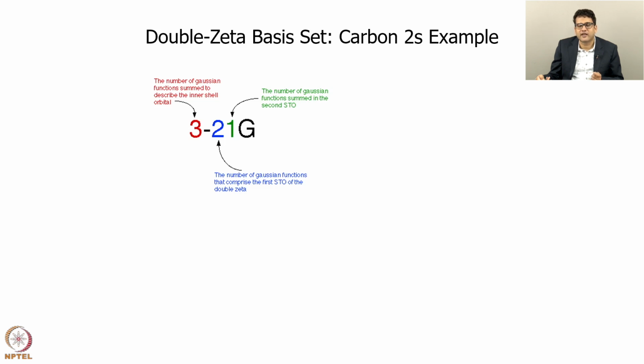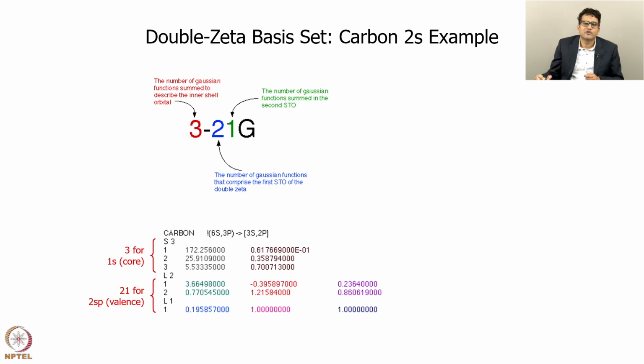The first one is expanded with 2 Gaussians and the second one is expanded with only 1 Gaussian. So this is how the basis set looks like. For the core orbital you see I have 3 S functions, 1, 2, 3, these are my exponents and this is my combination coefficient.